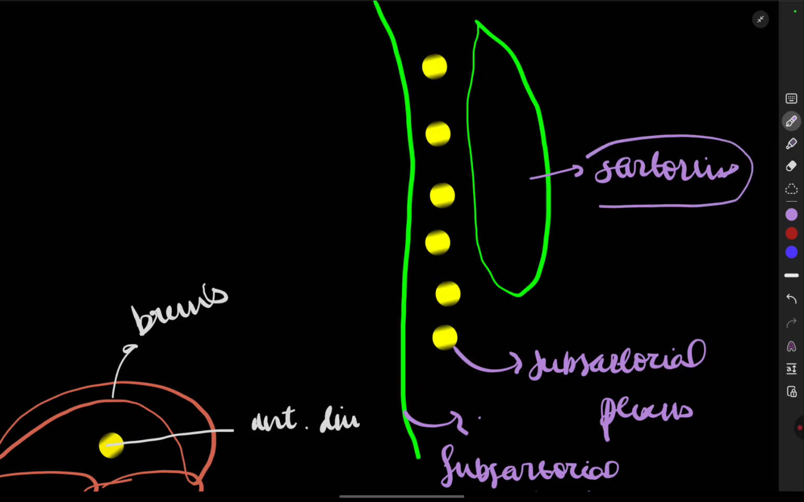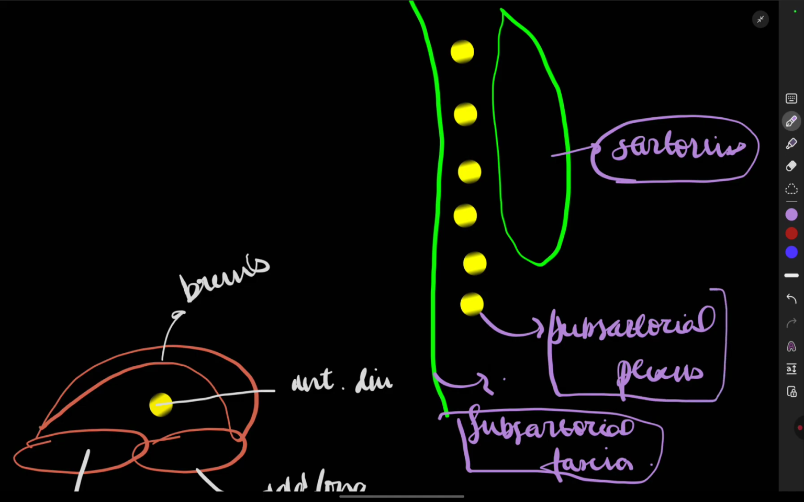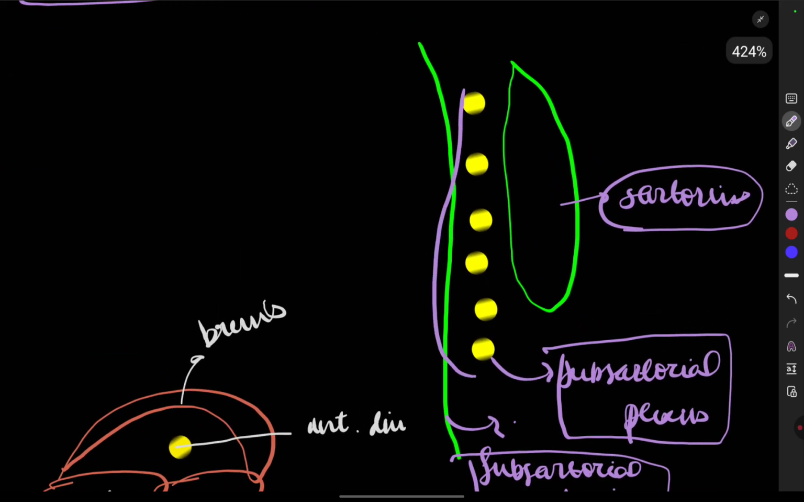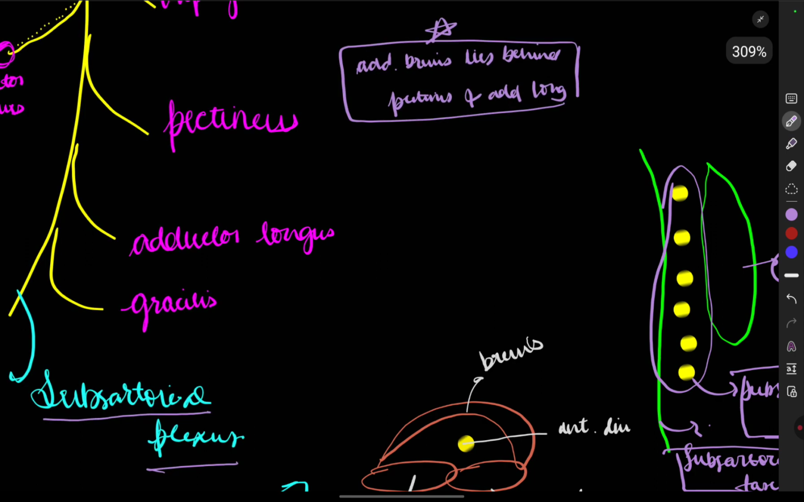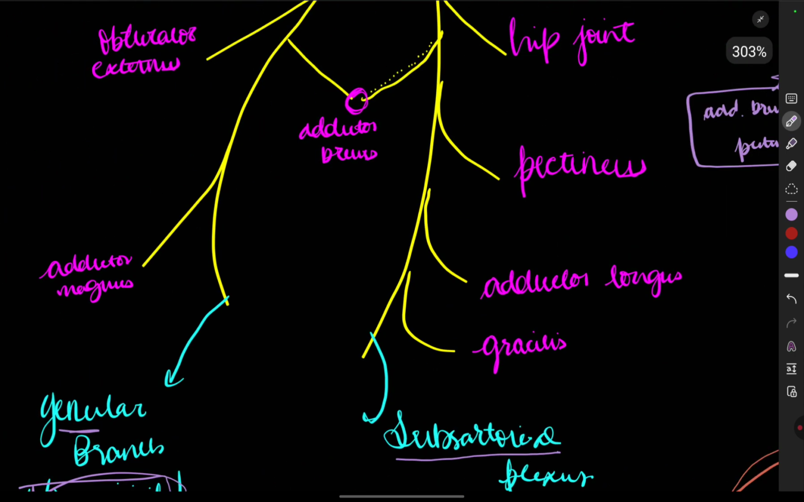So this is the sartorius muscle, I'm going to explain it again. This is the subsartorial fascia, and in between that there is the subsartorial plexus. So the anterior division of the obturator nerve continues as the subsartorial plexus, between the sartorius muscle and its subsartorial fascia, and the posterior division supplies the knee joint. So this is the termination.